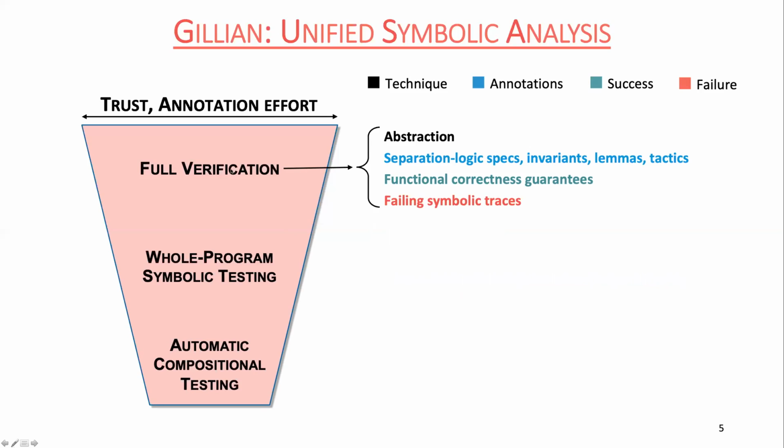Now, full verification is really meaty. Here you've got to do very, very substantial annotation to your program, and it's only there for the specialist. It's based on separation logic. You need to add pre-post conditions, invariants, lemmas, and tactics. In particular, the real difficulty is what does it mean to be at the right place of abstraction for your program. You either get functional correctness guarantees or failing symbolic traces that are currently impossible to read except by us, but at some point will be easier to read.